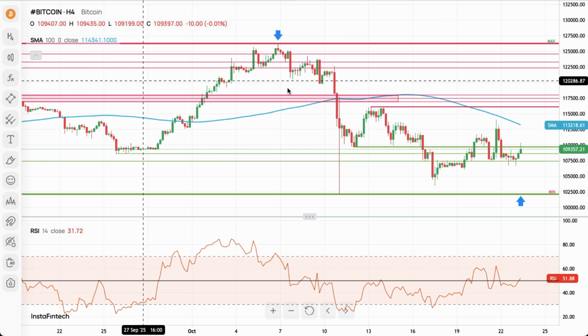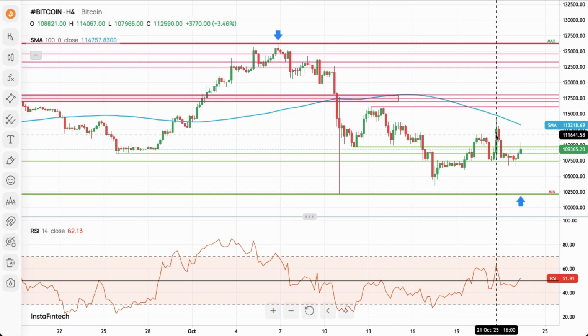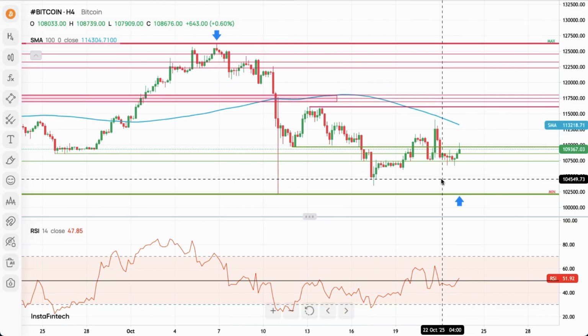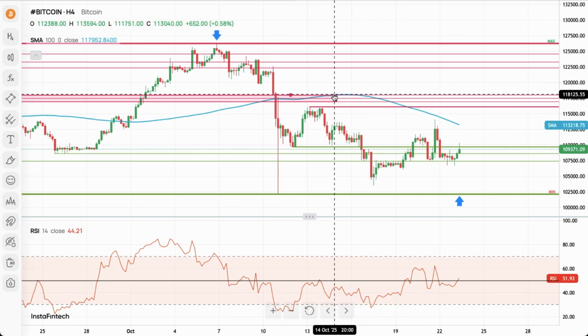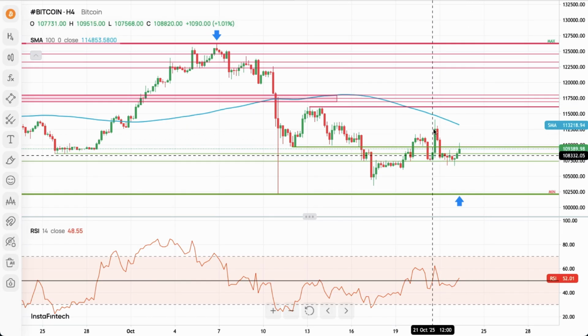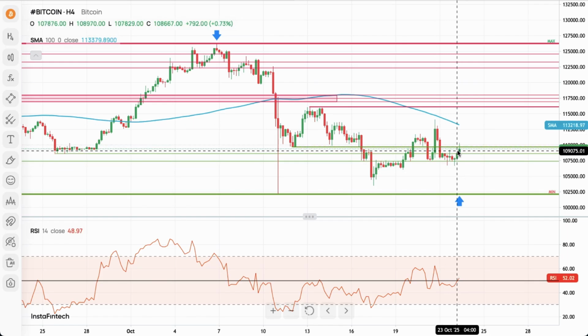And what is Bitcoin doing? Not much. Again, some fake movement to the upside. 114,067 was the high, but we are still below the 100 periods moving average. We are obviously below our supply zone as well. We are far away from this, and as you can see, the volatility is not that big, except the last movement to the upside, and the market keeps moving up and down, no big deal whatsoever.